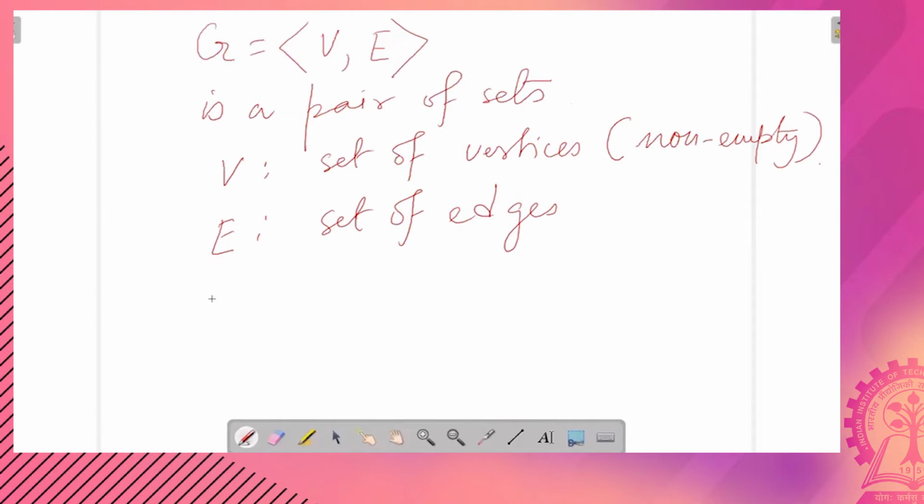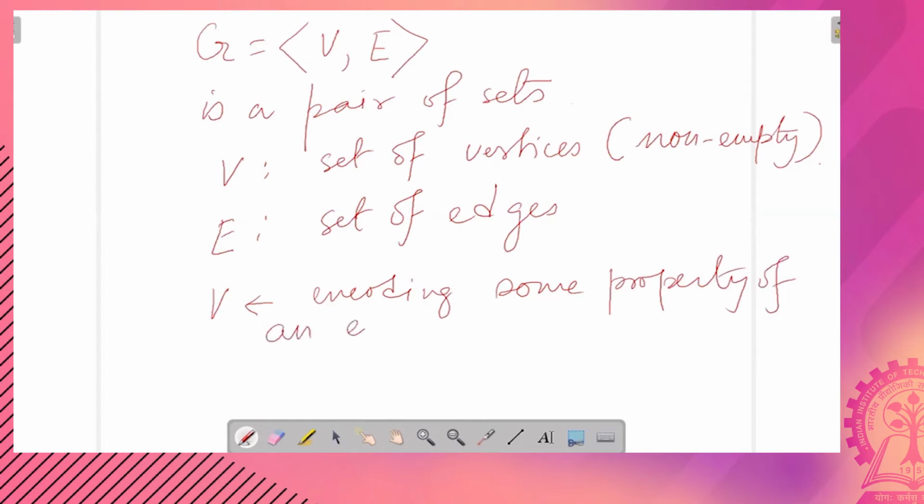Now, V actually is encoding some property of an entity. You remember I just now talked about entity. So V is some sort of an encoding of some property of an entity. Sometimes V itself is also called entities. So vertices are nothing but a set of entities. You can think of it like that.